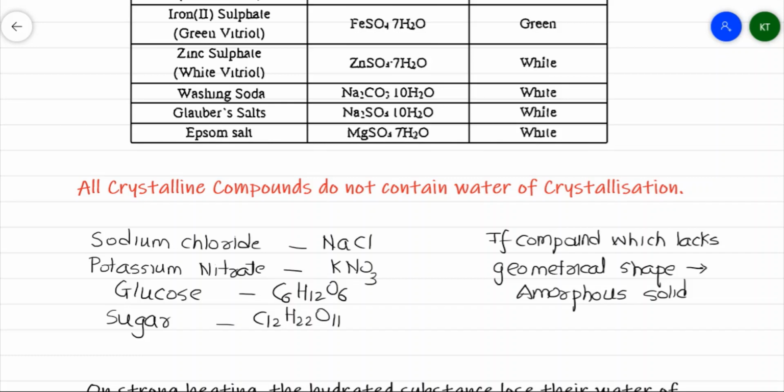So we have calcium carbonate, CaCO3. It's called limestone. It lacks the presence of geometrical shape. That's why it's called an amorphous solid.